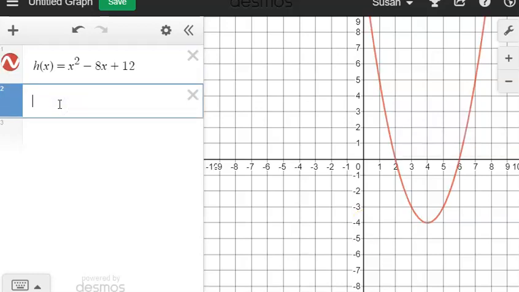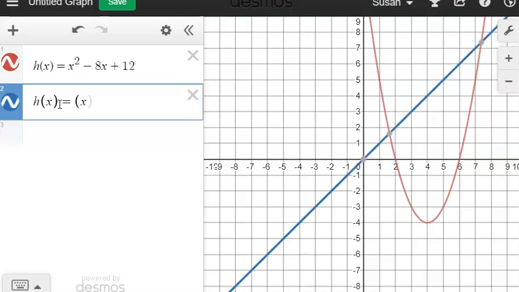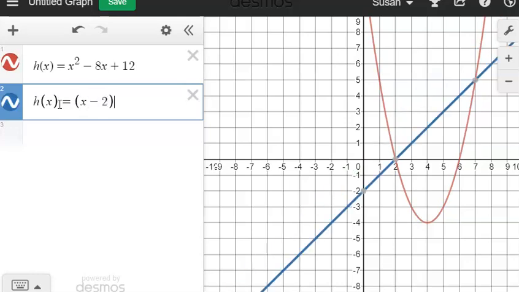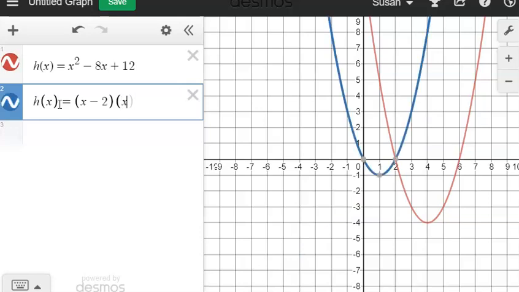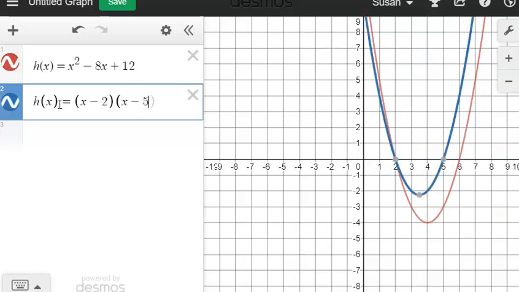So over here, let's type h of x equals x minus 2, and then the other one was x minus 6. Whoops, not 5, 6. Now if you do it correctly, it'll actually go straight on top of the other graph so that you'll know you've done it correctly. If it's not right on top of the other graph, then it's wrong. So this is called factored form. You'll notice the x squared did not have a number in front, so we have no number in front here either, and that's good to remember.